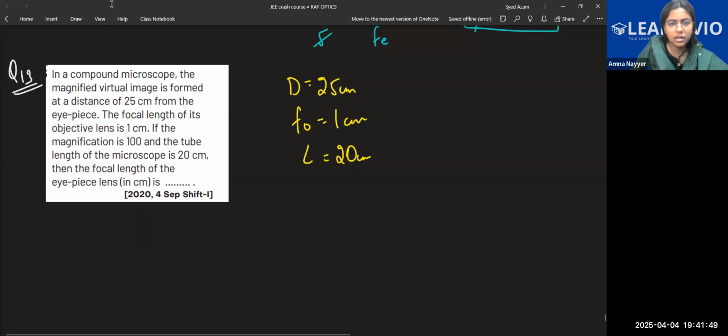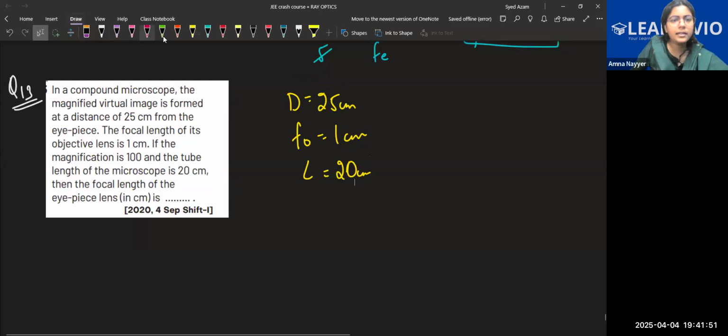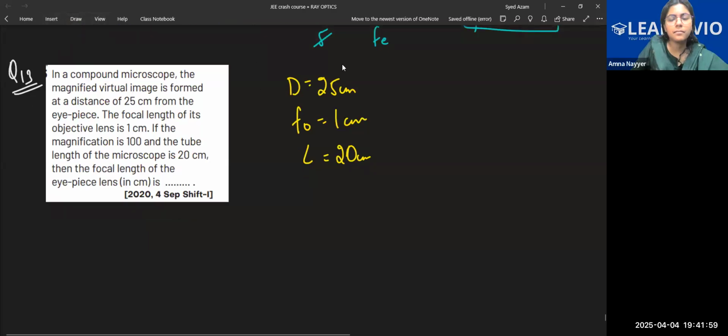So first of all, when you're calculating, you have to calculate the magnification of the compound microscope. So we have just done the magnification. What's the formula in terms of length of tube? Huh?